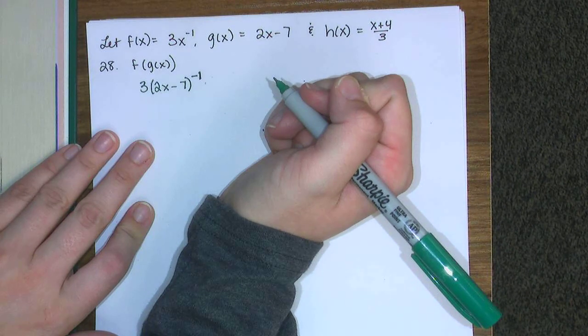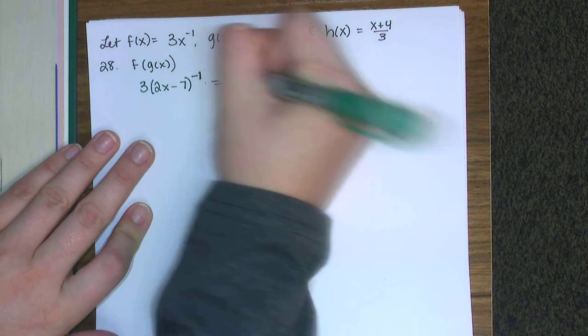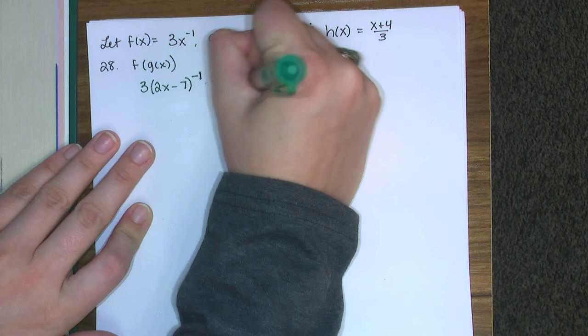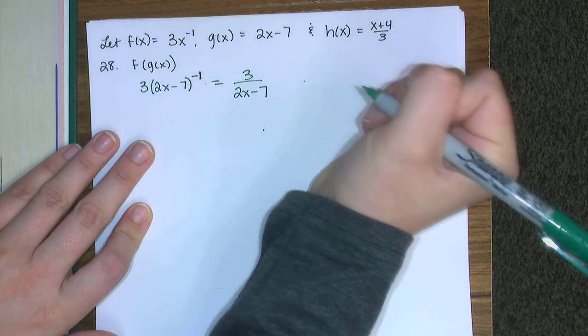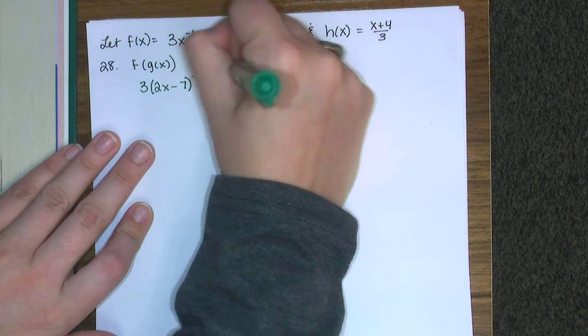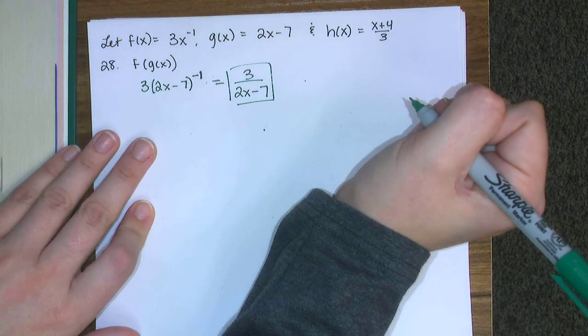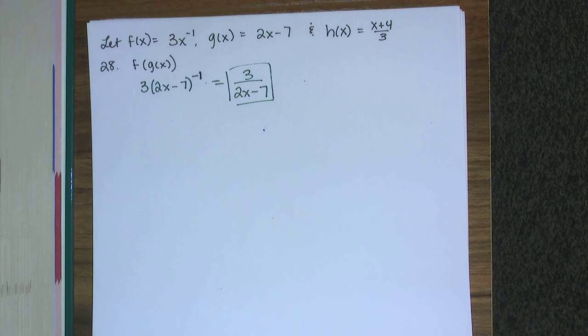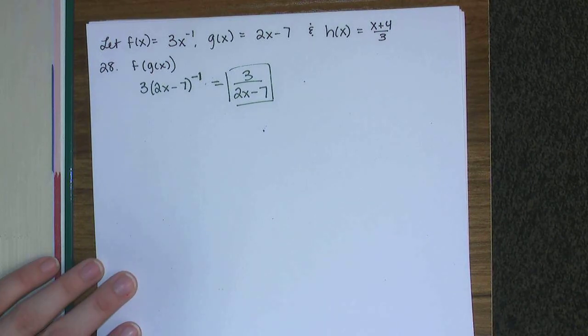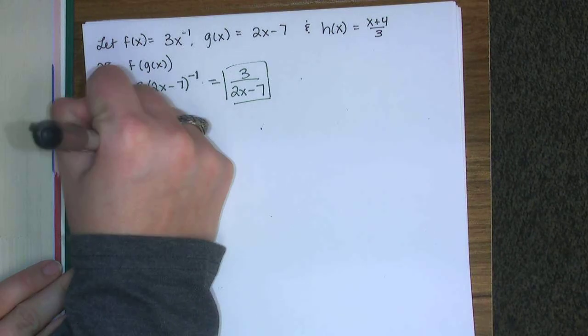Okay? And then one more example, and then I'll write the homework again for you just in case you didn't write it down earlier. 32. So 32 is h of g of x. Alright, so in this one, anywhere I see an x in h of x, I'm going to plug in the function g of x.